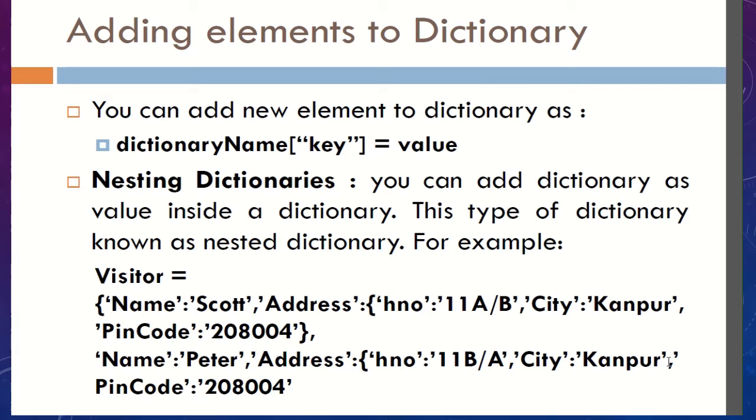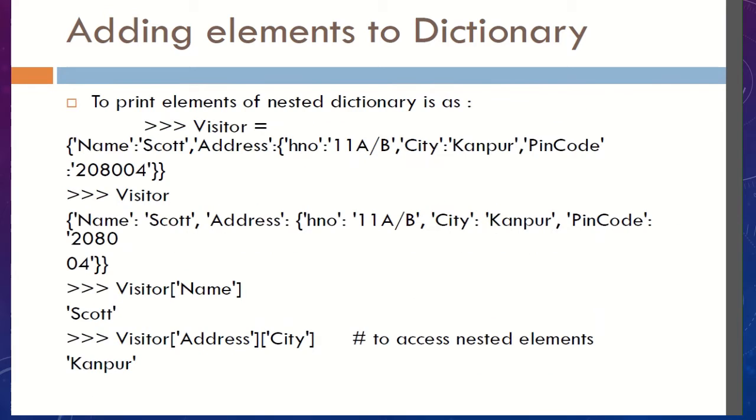Accordingly, name Scott, then address, this is the address. Next name Peter, then address. So accordingly you can add the nested dictionary. To print elements of a nested dictionary, you just need to write the dictionary name, and you will find the value is being printed. To access the nested value, you just need to write the dictionary, then address, and then city. So you will find which value is available.